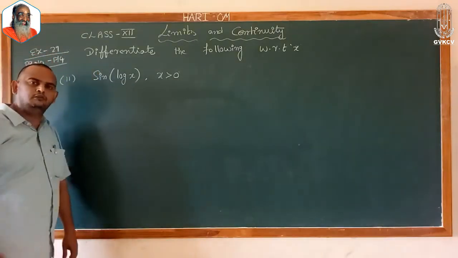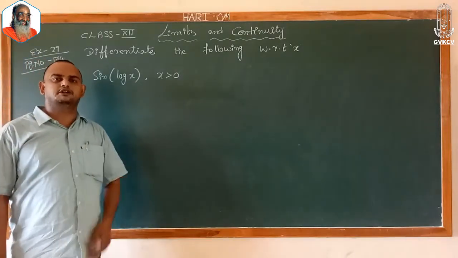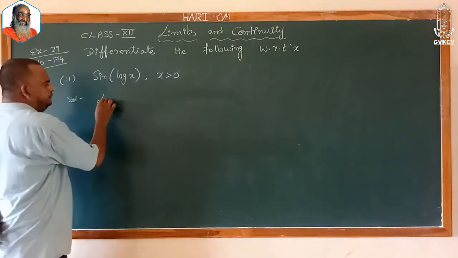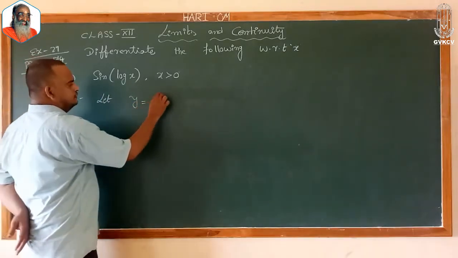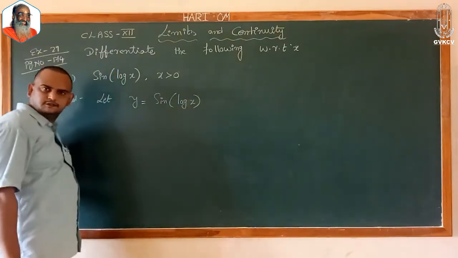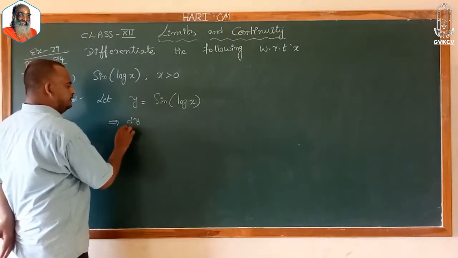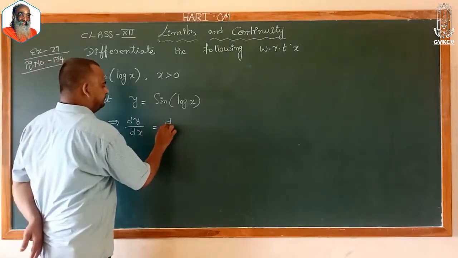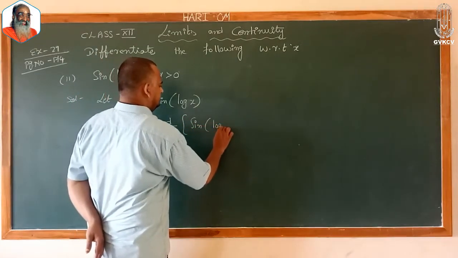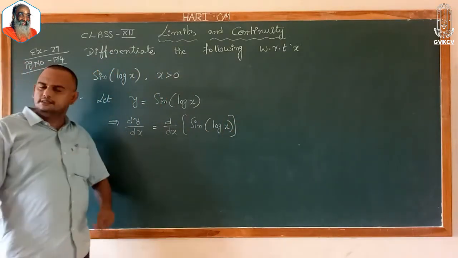In the previous problem we had an exponential function. Now we have a logarithmic function. Now let us see how to solve this problem. Solution: let y is equal to sine of log x. Let us go for differentiation. dy by dx is equal to d by dx of sine of log x.